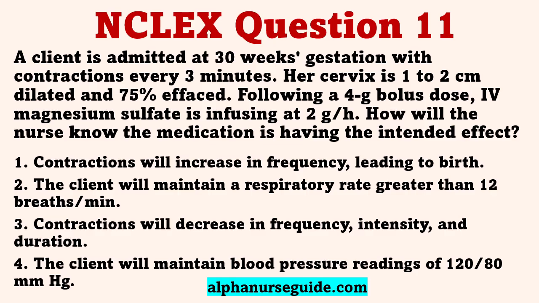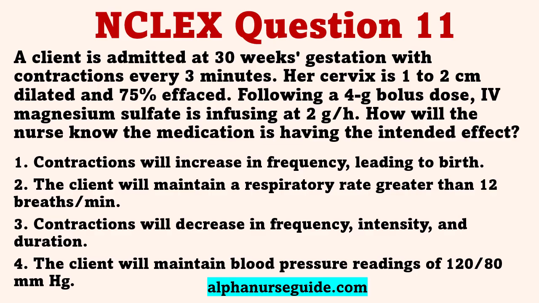The correct answer is 3. The expected outcome of magnesium sulfate administration is suppression of the contractions because the client is in preterm labor. Magnesium sulfate is a smooth muscle relaxant used to slow and stop contractions. Having contractions that lead to birth is not the intended effect of this drug when used for preterm labor.